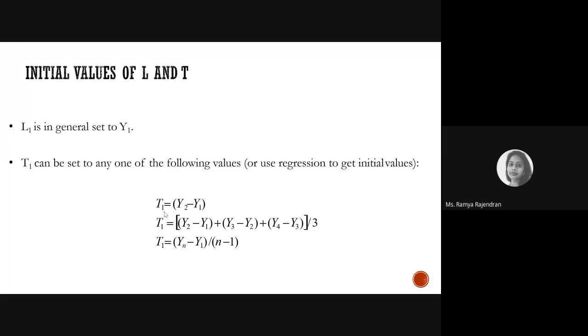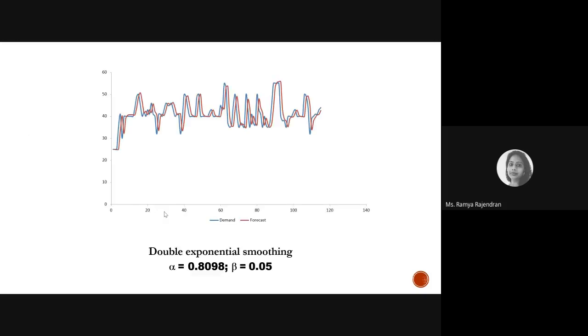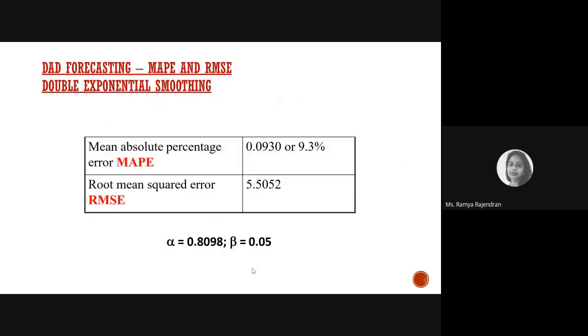So hope you got a very good understanding of the simple exponential method and the double exponential method. When you plot your graph, it's a little more accurate, right? We plotted a graph for a simple moving average and I showed you an example, but it was not this accurate. But here you can see it's a little more accurate. For that, alpha is equal to 0.8 and beta is 0.05. This value is obtained for the minimum RMSE score. My mean absolute percentage error for the double exponential smoothing method is 9.3%, and my RMSE value is 5.5.